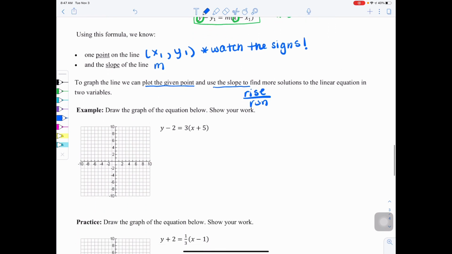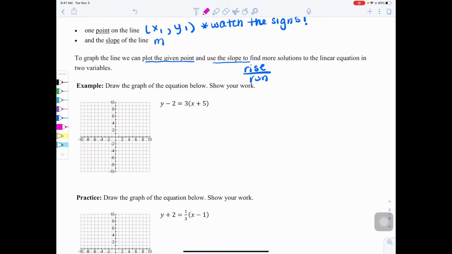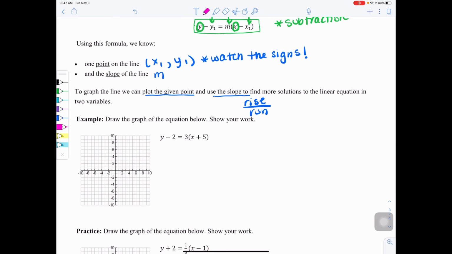So we will do an example here. We're going to draw the graph of the equation below and show our work. So we're using the formula that we've talked about up top. So when I see y minus 2, the y and the minus are part of the formula. So that means my y1 is 2. So x1, y1. I know my y value is a 2. When I look at the formula, it's supposed to be x minus a number, and I see x plus a number. So that means this must have come from x minus a -5. Double negatives would then turn into x plus 5. So that means my x value is a -5. So I'm going to plot -5, 2.